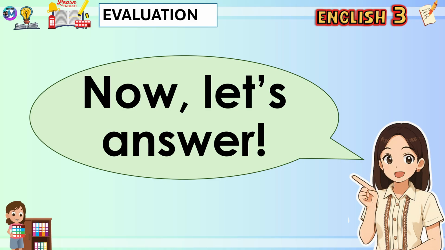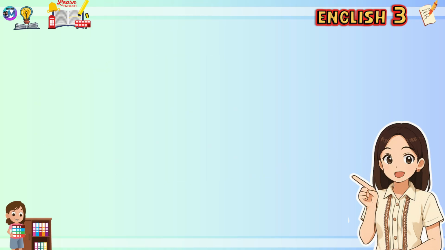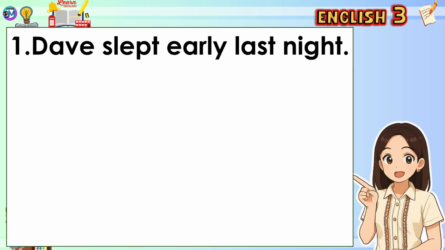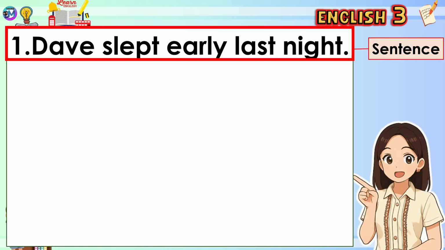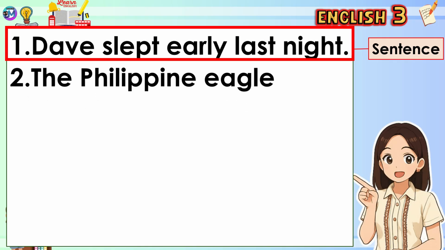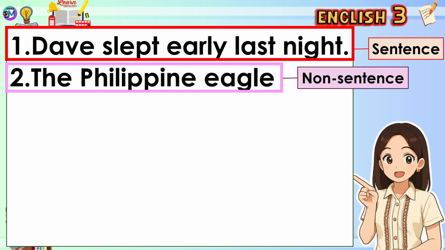Now, let's answer. Number 1. Dave slept early last night. Correct. It is an example of a sentence. How about number 2? The Philippine eagle. Great job. It is a non-sentence.